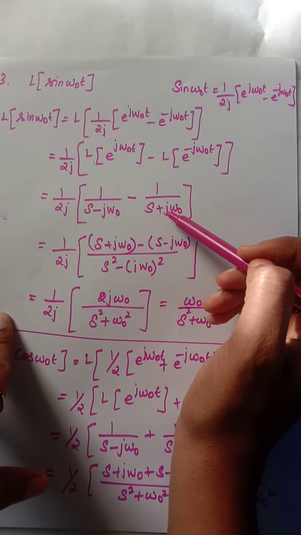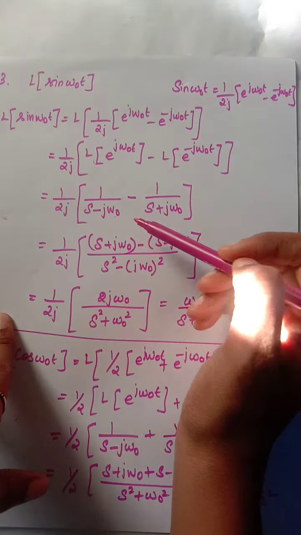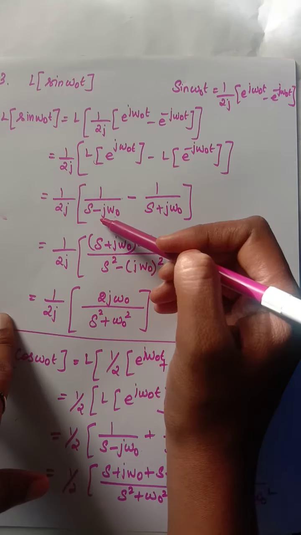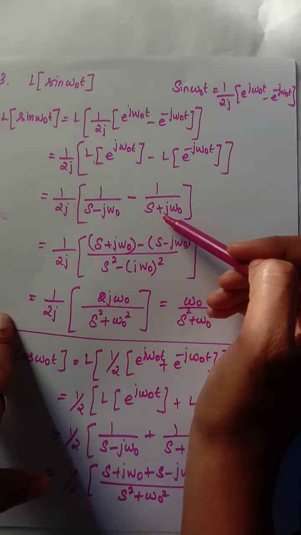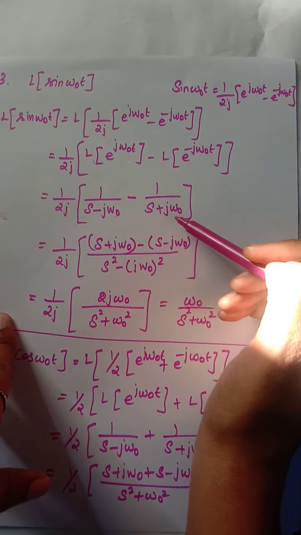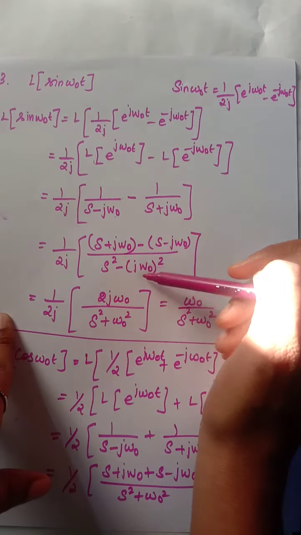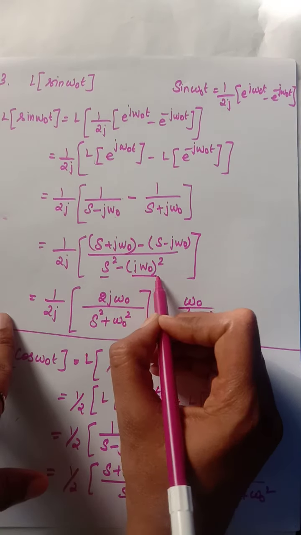Here it is 1 by s plus j omega naught. So taking LCM, you will get s minus j omega naught, s plus j omega naught, and in the numerator a minus b, a plus b, so s square minus b square, that is a square minus b square. So this is a square, this is b square.